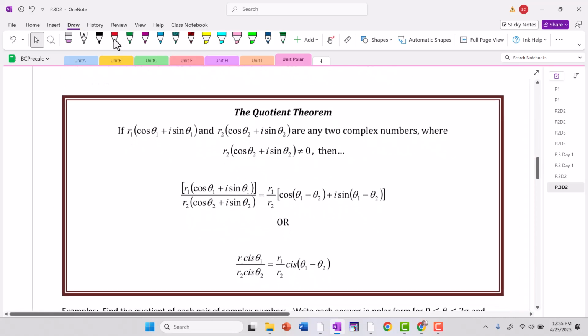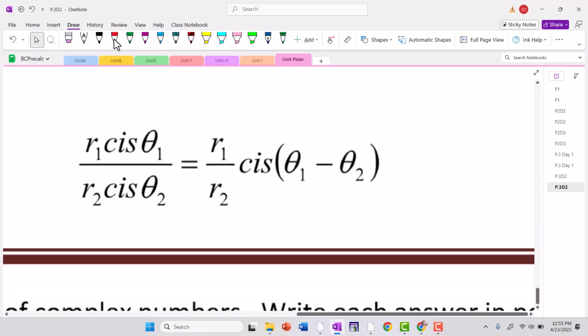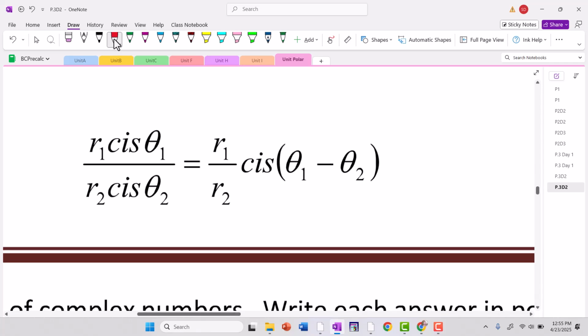And then, you know what? This is the one that's just kind of a leap here. Okay, so division. Look at all that stuff at the top. Yeah, forget that. Look at the bottom. To divide, instead of multiplying the r's, you divide them. And instead of adding these angles, you do what? Subtract them. It's easy.